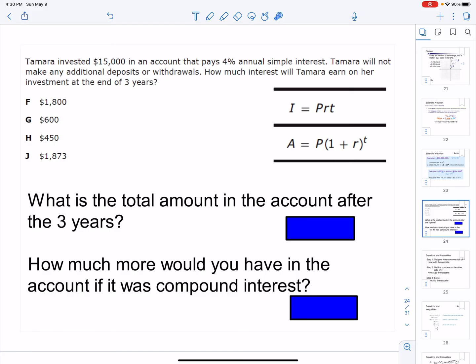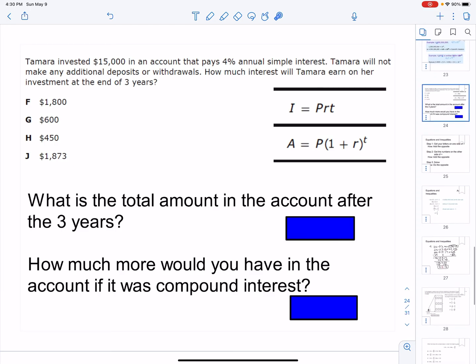For compound interest, the type of answer we get is a total amount. It's the amount in the account. So I've told you that the A stands for all of it. All of it means principal plus interest. So if I wanted to know just what the interest is, I have to subtract the principal back out. So just some little things to help you kind of remember.